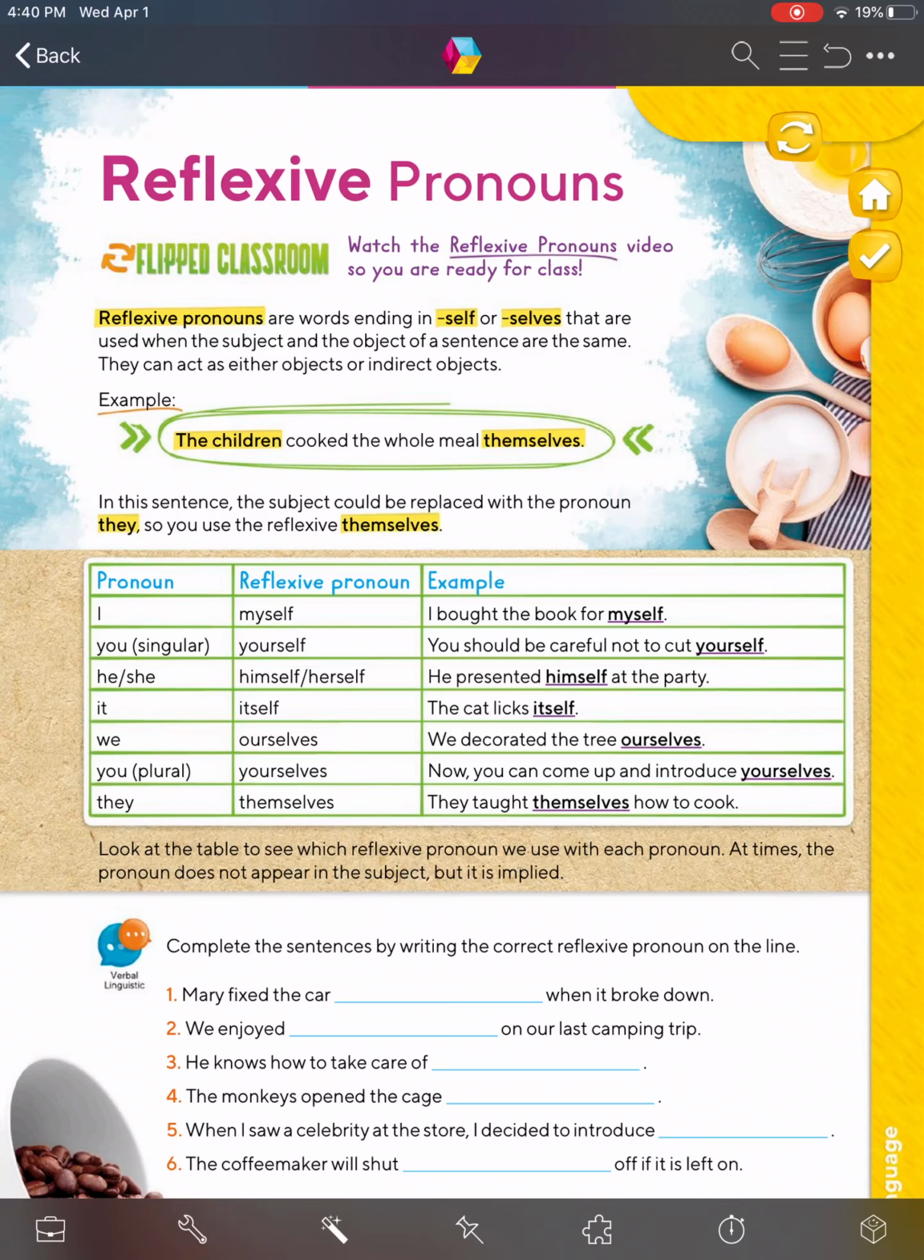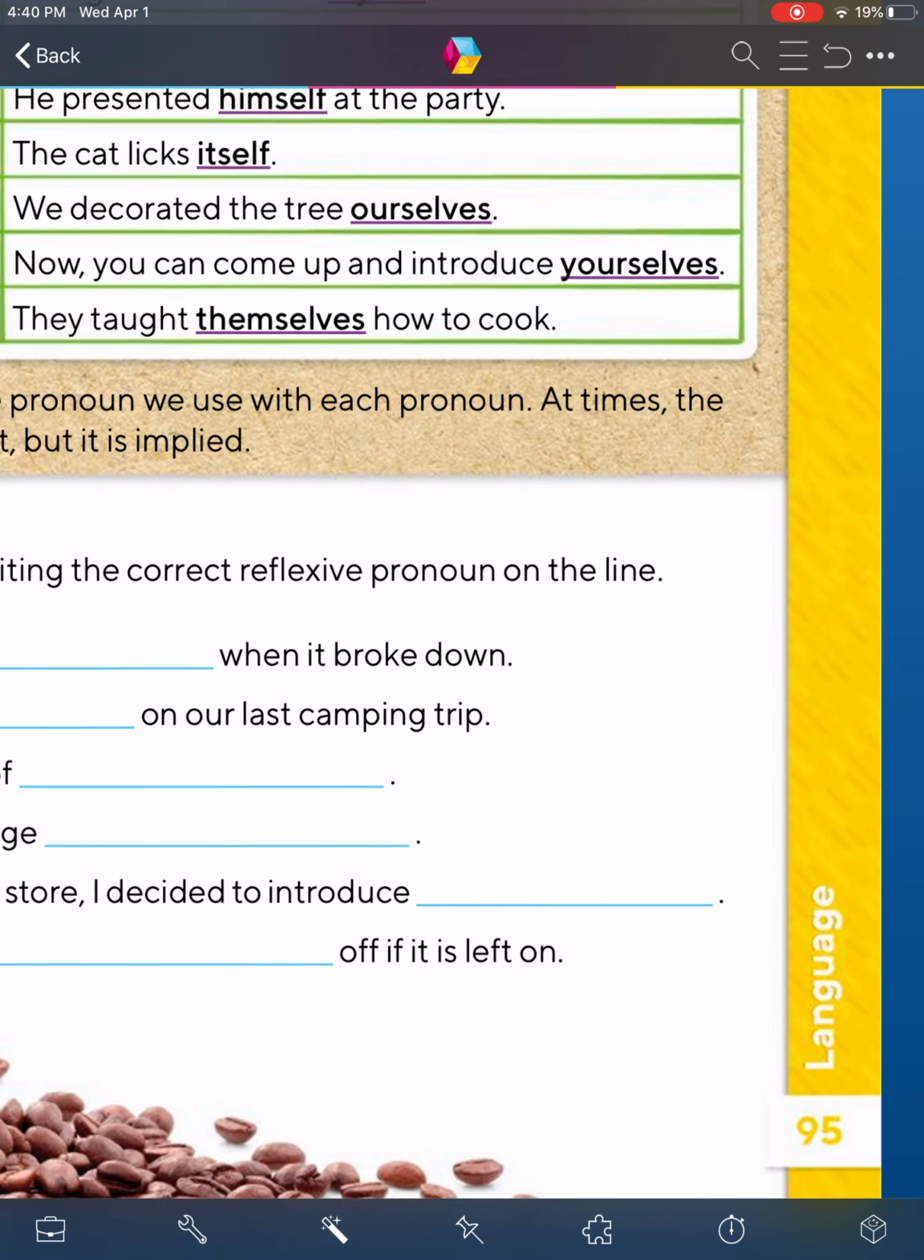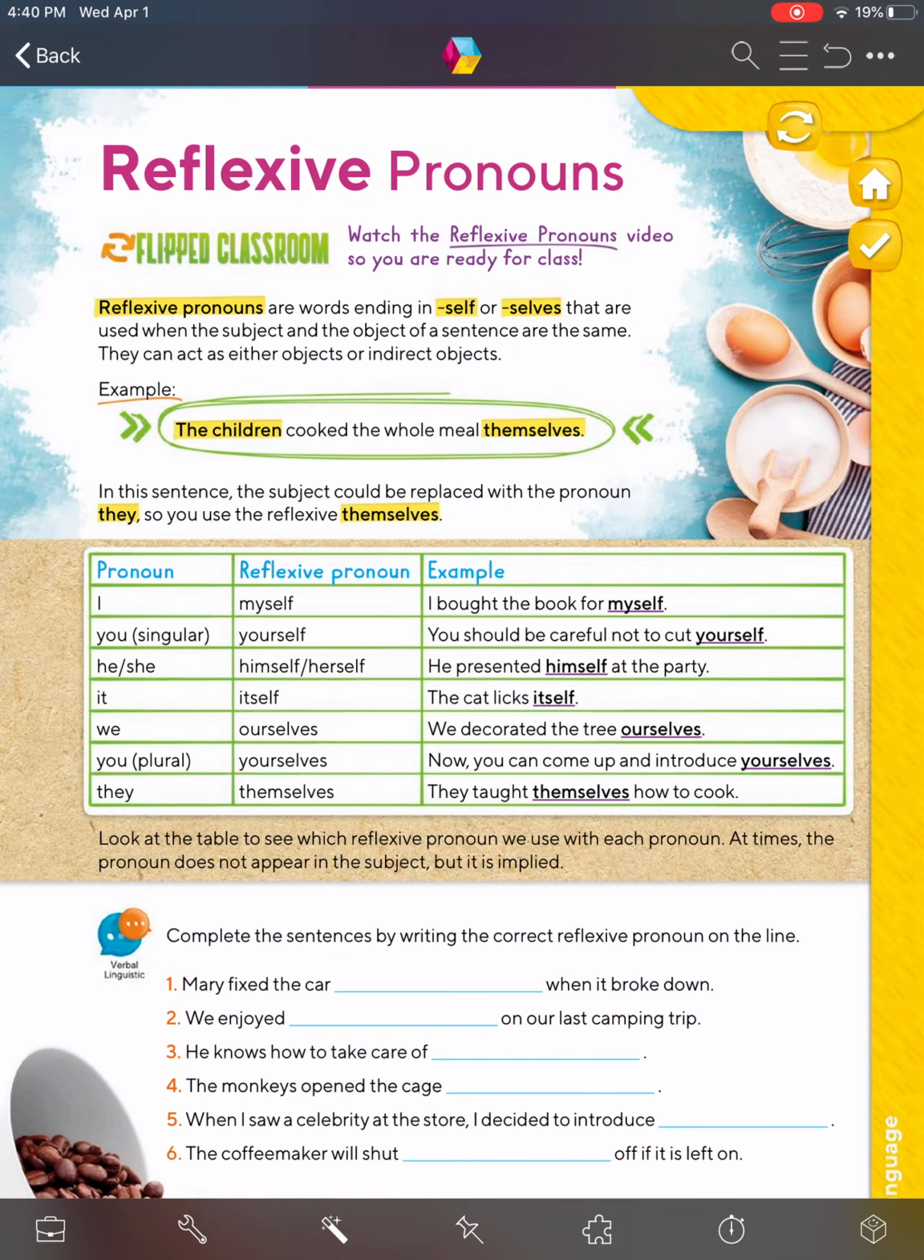Hello students, let's keep working and let's go to language section, page 95 and 96. Today's topic is about reflexive pronouns.